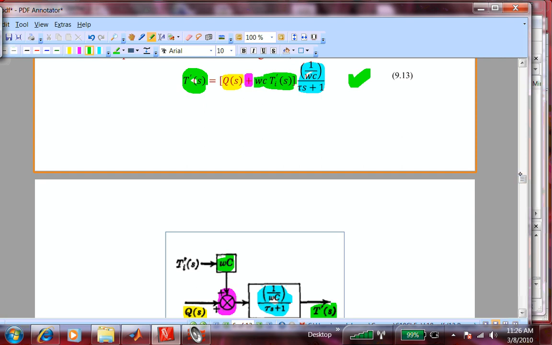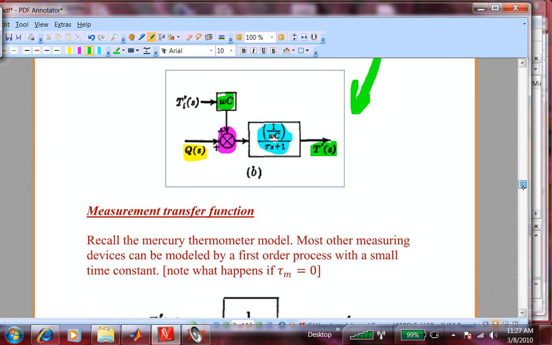But what you should be able to do is transfer that appropriately. Whatever the equation is, write the corresponding block diagram. Any questions?